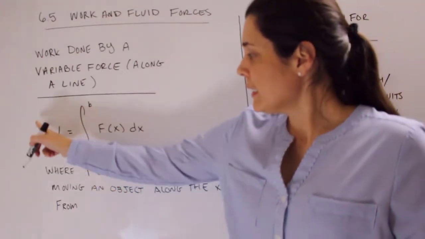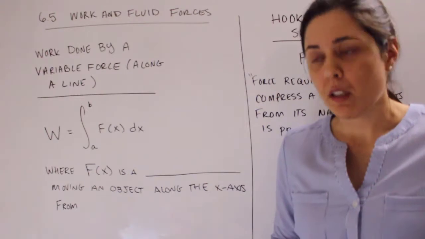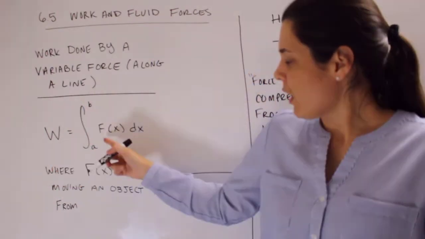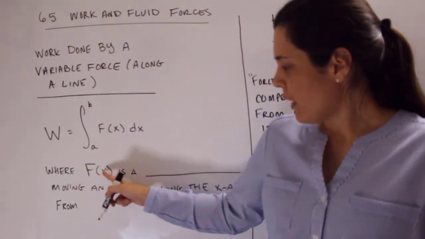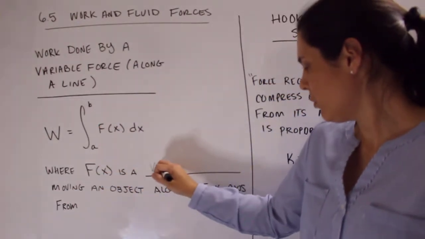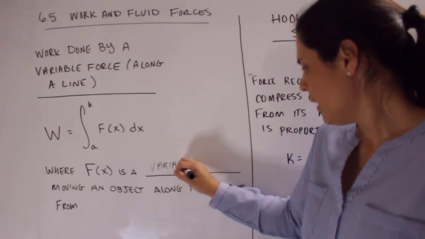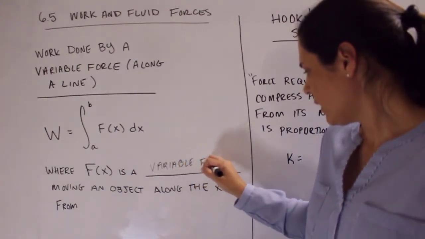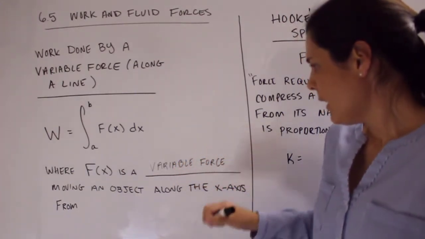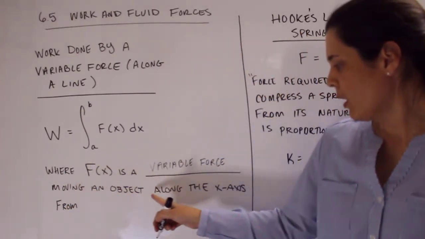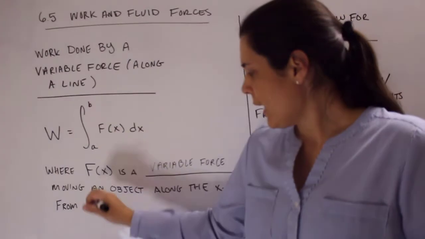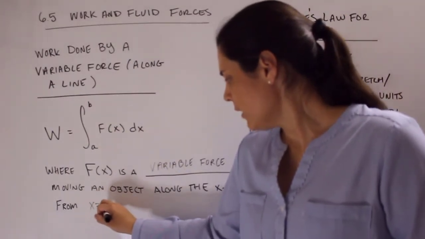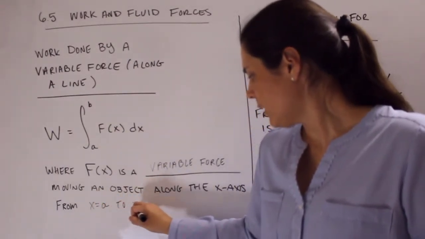So the work in this case, the formula is a little different than our last formula. The work is the integral of f of x dx from a to b, where f of x represents the variable force. So this is the force acting on our object, moving it along the x-axis, our straight line, from a to b, so from x equals a until x equals b.